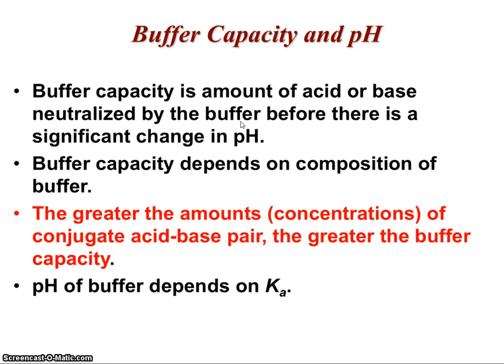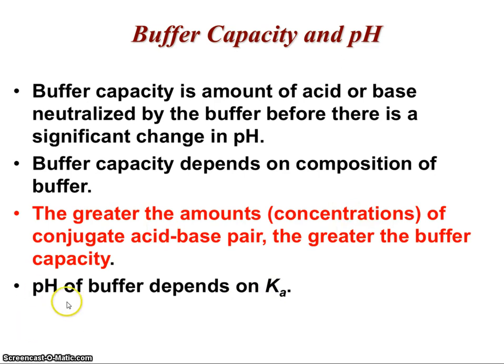So how many moles of the conjugate acid do you have? How many moles of the conjugate base do you have? The greater the amounts of conjugate acid-base pair, the greater the buffer capacity. The exact pH of the buffer is going to depend on Ka, so that's going to set roughly where the buffer is. And then you can adjust it a little bit by changing the ratio of the conjugate acid to the conjugate base.